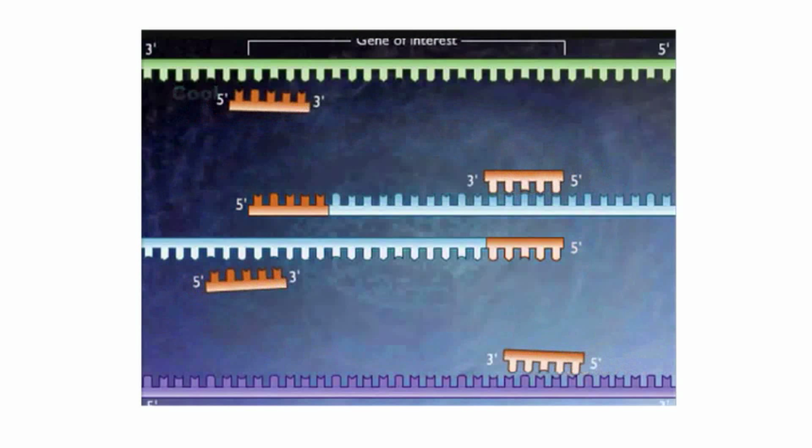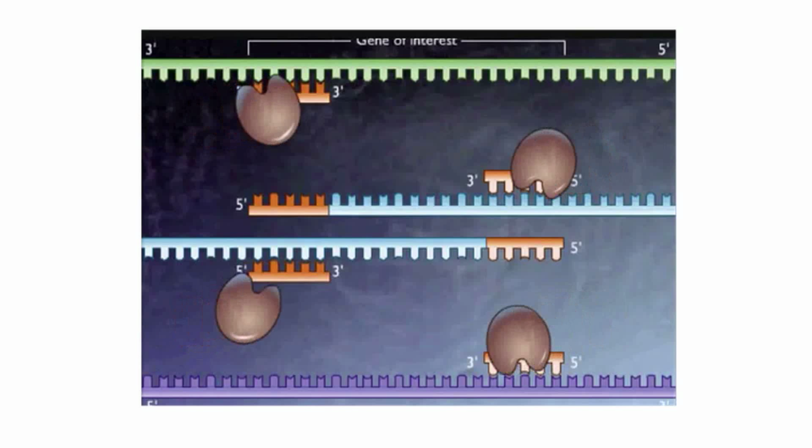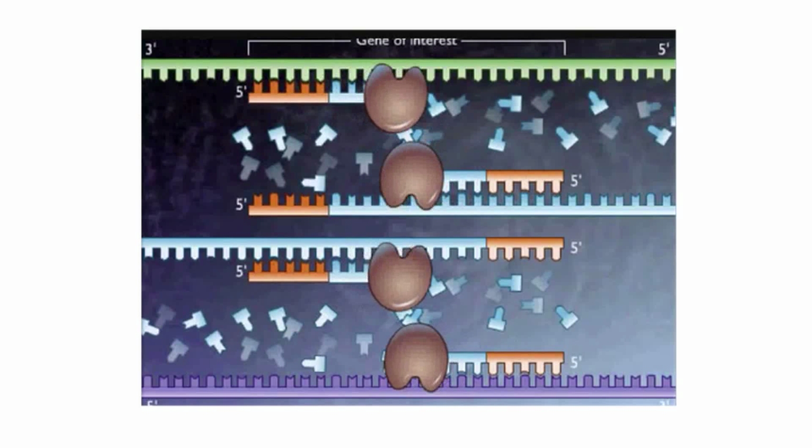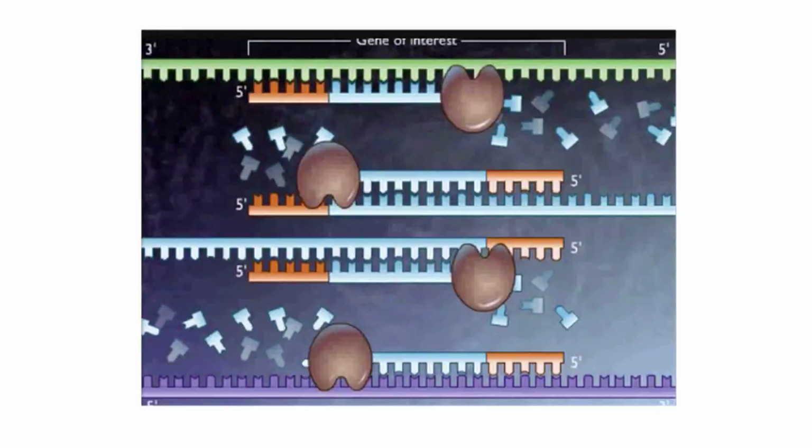And then we just keep repeating the cycle because we want to amplify the gene, so we just want loads of it, basically. So we keep doing this and doing this and doing this.